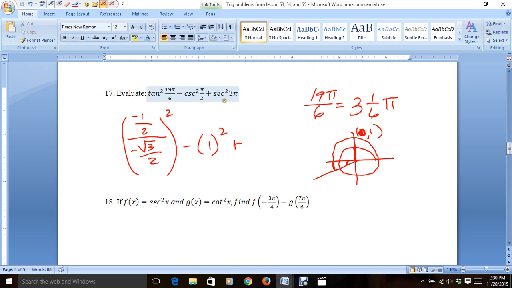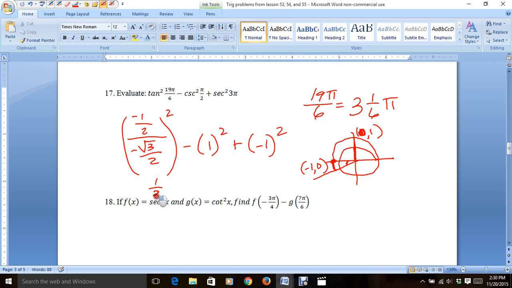And then secant squared 3 pi. 3 pi means you spin all the way around the circle one time, and then one more, which puts you here, and that is the point -1, 0. Secant is 1 over cosine, so it is 1 over the x coordinate, so it's -1, and we are going to square it. So if I work all this stuff out, this turns out to be 1/3.